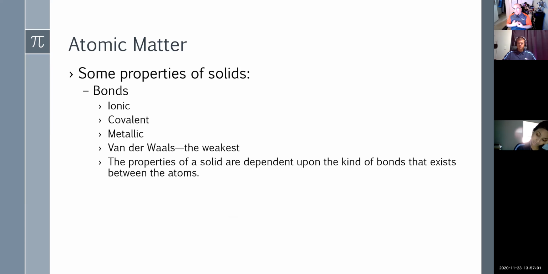The properties of a solid are dependent upon the bonds that exist, right? We get down to those van der Waals bonds, they're really easy to break. As those bonds get firmer and firmer in the covalent or the ionic formation, they get harder and harder to break, and that allows things to be a little bit more solid.